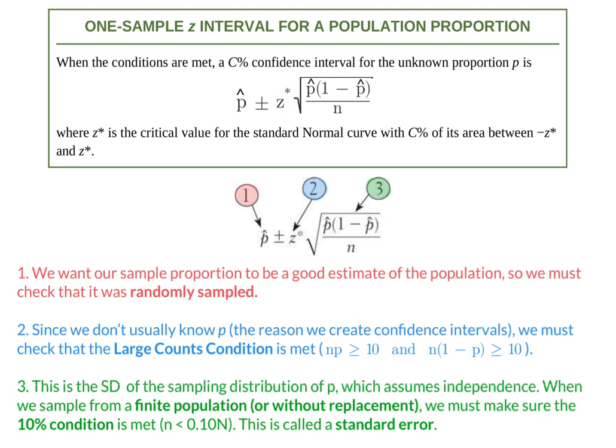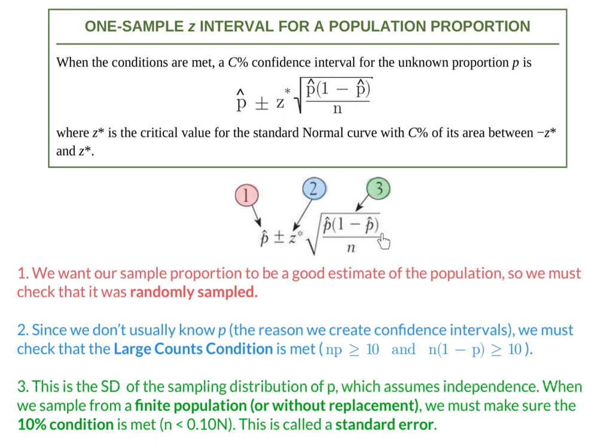So what we have to do here is check that the large counts condition is met. That has to do with our sample size being large enough so that the distribution of our data is approximately normal. Remember, we've got our n times p, not the same p-value, the proportion. So that's our sample size times the probability of those things happening has to be greater than or equal to 10. And the quantity of n times the opposite of that, so 1 minus p, has to be greater than or equal to 10.